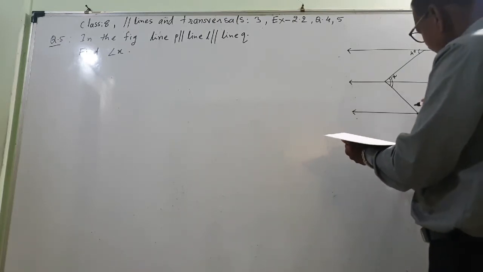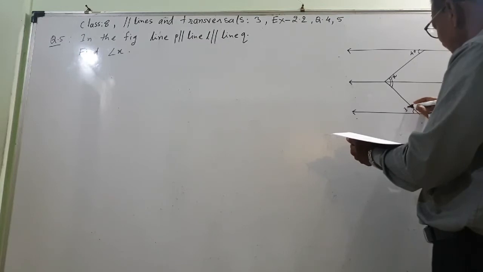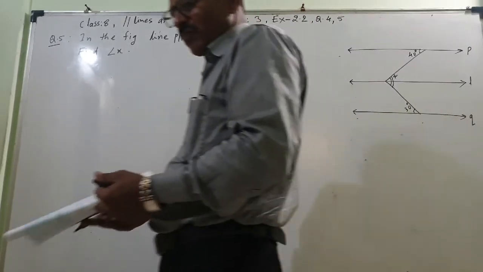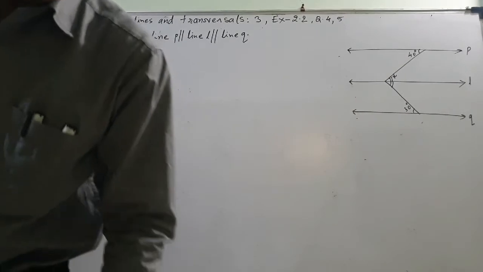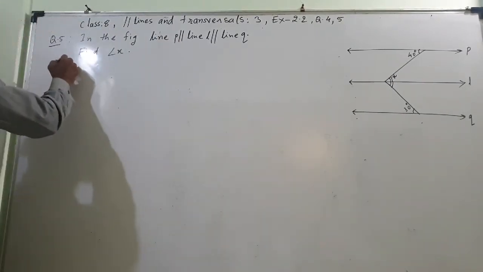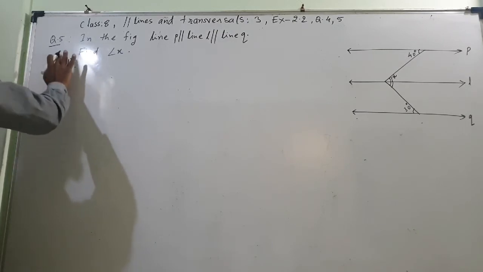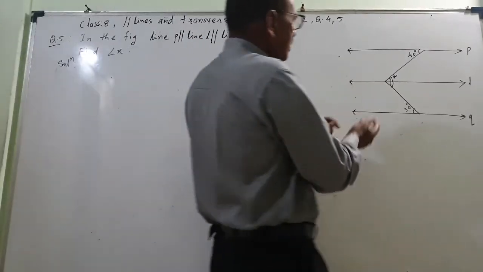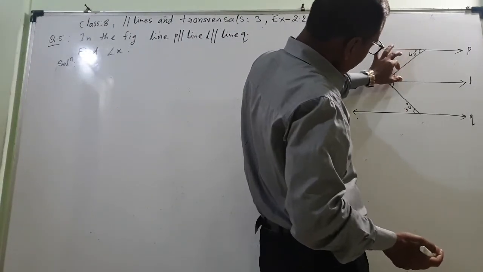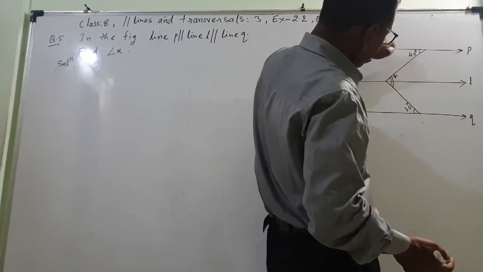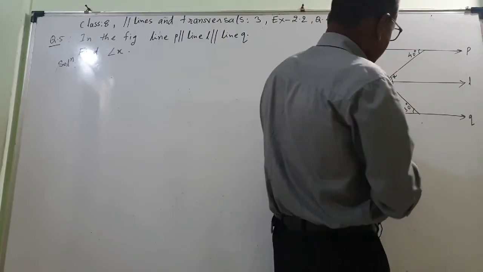Okay. This is 30 degree. This is 40 degree. From this information, we have to find these angles. Solution. If this is 40, then this much is also 40. If this is 30, this much is also 30, because they are alternate angles.